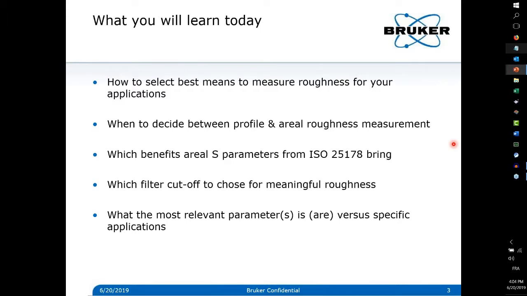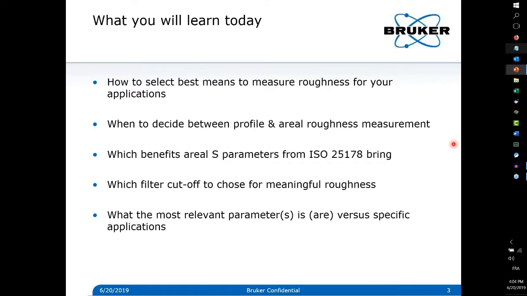Also, as we know, we have new areal roughness parameters brought by the norm ISO 25178 with the so-called S parameters. So we'll see and you will learn how well designed those S parameters are in order to really link the functionality of the surface together with its roughness.